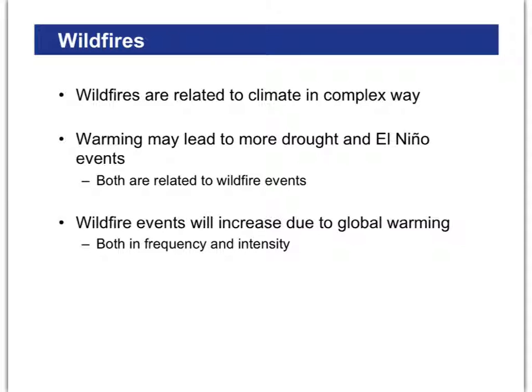Wildfires are another side effect of global warming. I mean, the more warm and arid areas are, the more prone they are to wildfires. And we've seen this in El Nino, kind of on a small scale, but it could accelerate in frequency and also intensity as global warming continues to take place.